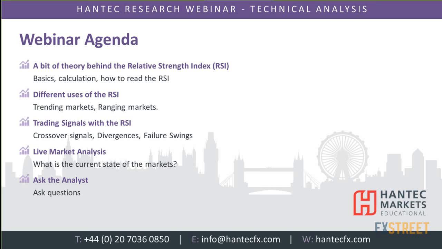specifically focusing on trading in trending markets, and also range-bound markets, because it's two different scenarios where you use the RSI and you get different signals from that. And then finally, a few trading signals, the crossovers, divergences, and failure swings are the classic ones. And then I'm going to finish up with a look at the current state of the markets at the moment, just bringing in a few other trading indicators as well.